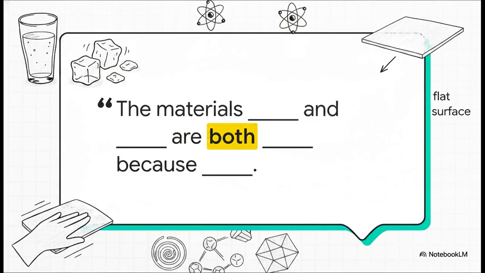Now, for your interactive word wall, we want you to use the exact scripts provided in the curriculum. Model the specific sentence frame out loud, speaking clearly and deliberately. The materials, blank, and blank are both blank because blank. So, for example, the materials glass and ice are both smooth because they have a flat surface. This ensures students know exactly how to use our target academic language.